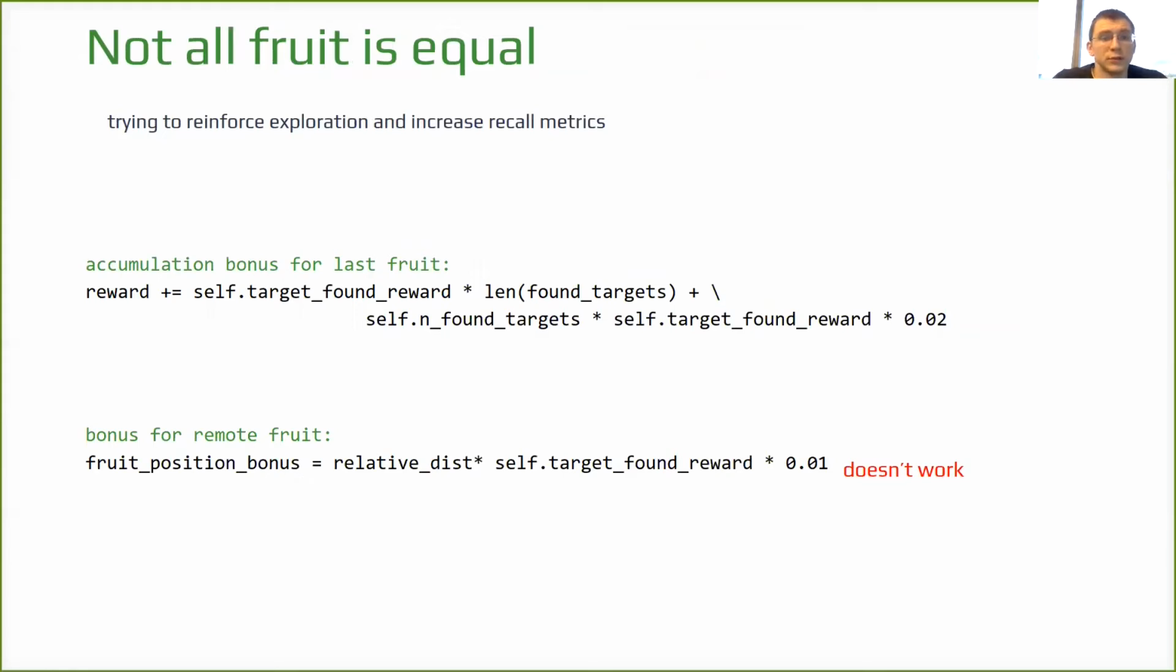Also, we tried to stimulate the agent to look for fruit more carefully by adding bonuses for the last fruit: the first collection of the last fruit or group of them will give the agent more reward. Here is the code of the additional part of our reward function. And also, you can see a different method of exploration motivation by relative distance. But it didn't work for us.